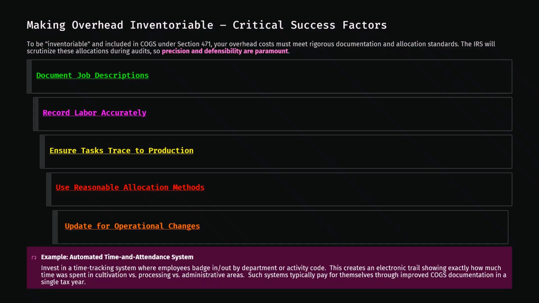The bottom line is this isn't a one-time setup. It's a living system that evolves with your operations, and the better you track it, the better chance you have of reducing your 280E exposure and surviving an audit. If it can't be tracked, it can't be deducted.